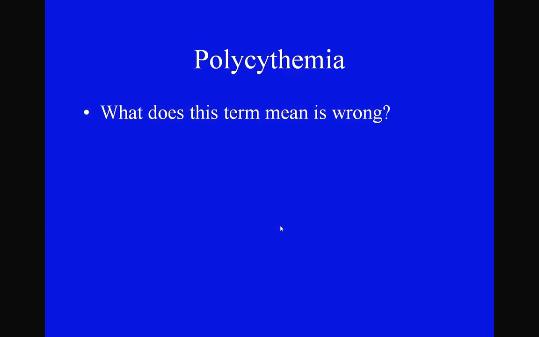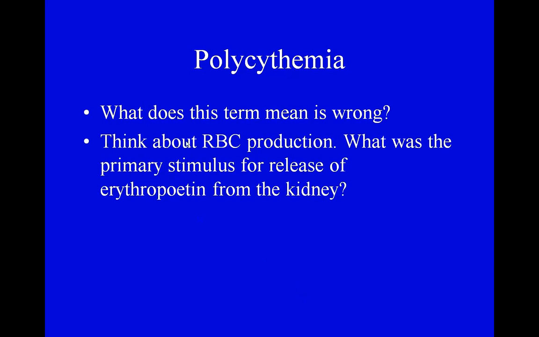Polycythemia, the opposite of anemia. Now we have too many red blood cells. And if we go back to that chart, the thing that would make the bone marrow produce more red blood cells would be low oxygen. So can you think of a patient population that would have more erythropoietin released? Well, it was low oxygen, and those would be patients who have emphysema or chronic bronchitis, and we sometimes call them COPDers, chronic obstructive pulmonary disease patients.